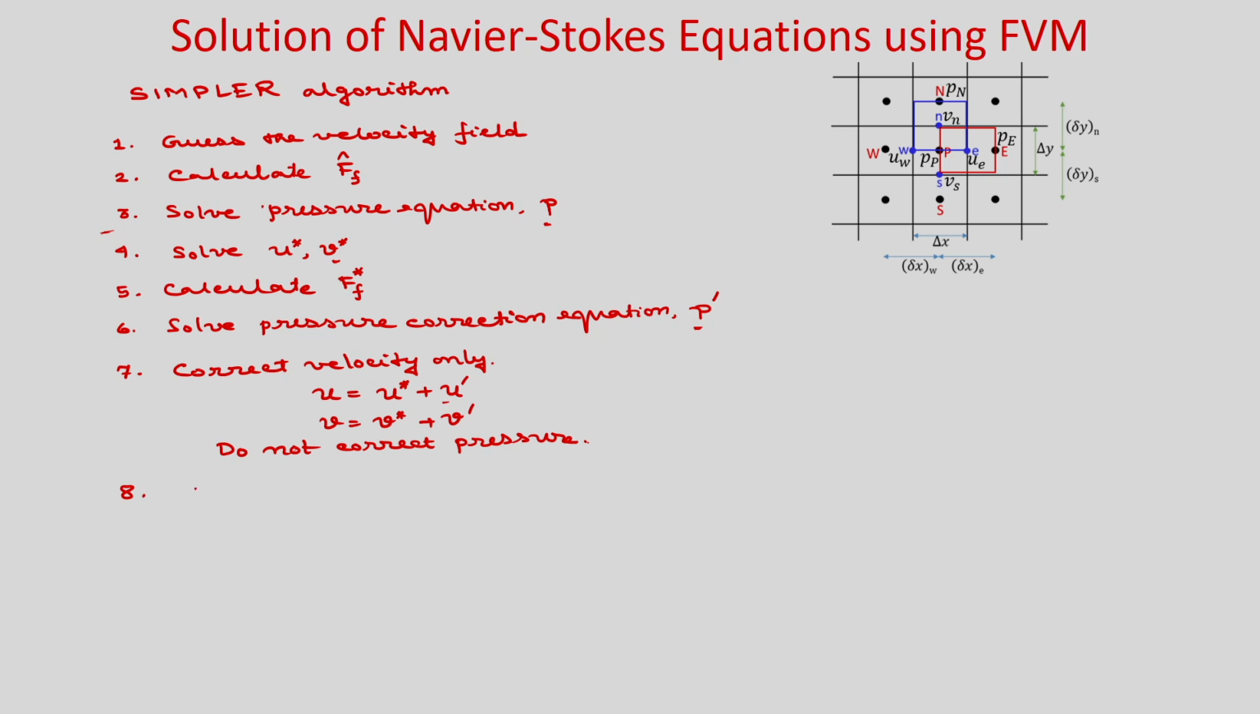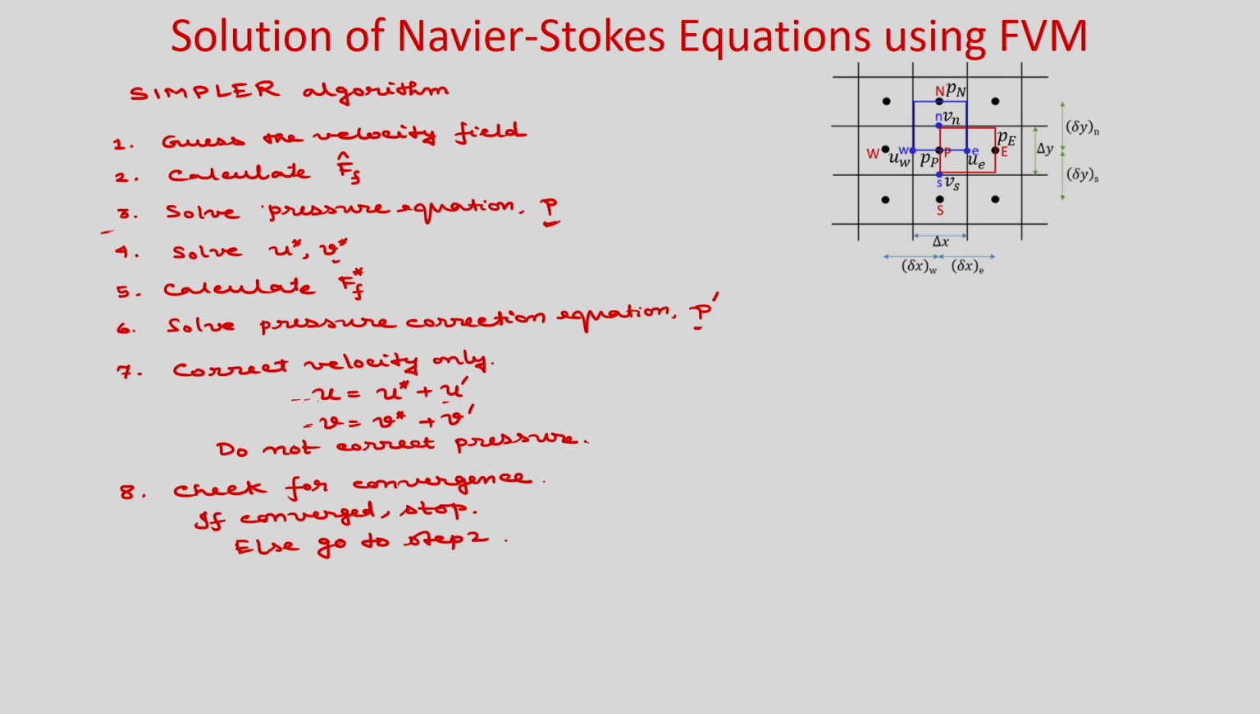Then check for convergence. Okay. So, if converged, stop, okay, else go to step 2. Okay. So, you go to step 2, okay, with the new velocity whatever you have got. Okay. With this you calculate this F f star and solve for the pressure equation. So, whatever velocity now you are getting, that will be used to solve this pressure equation.